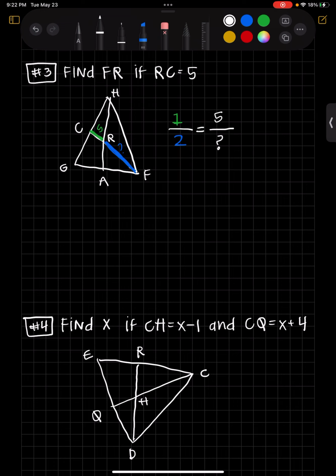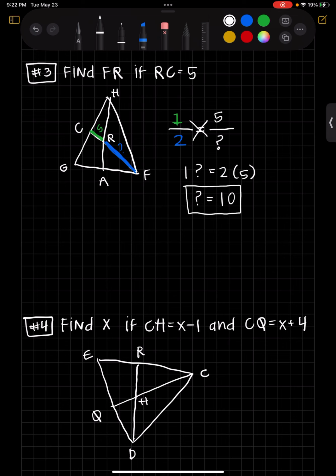And I can set these two things equal to each other because we know it has to compare to that ratio of 1/2. And so when we set two fractions equal to each other, we cross multiply, which means I'm going to get 1 times my question mark is equal to 2 times 5. So now 1 times question mark is just question mark, is equal to 2 times 5, which is 10. So my answer is 10.